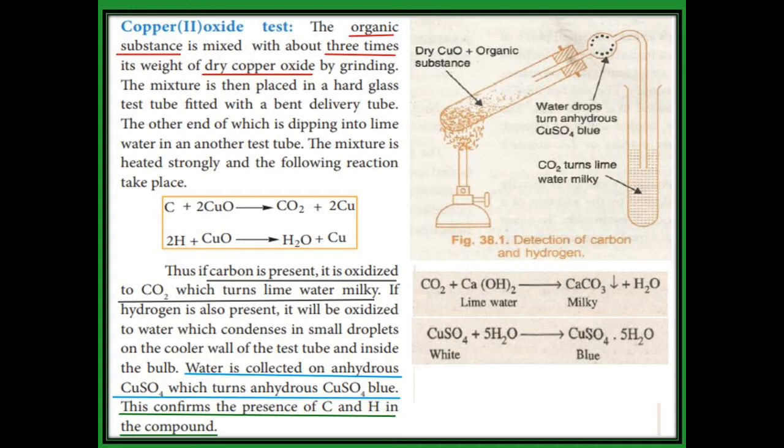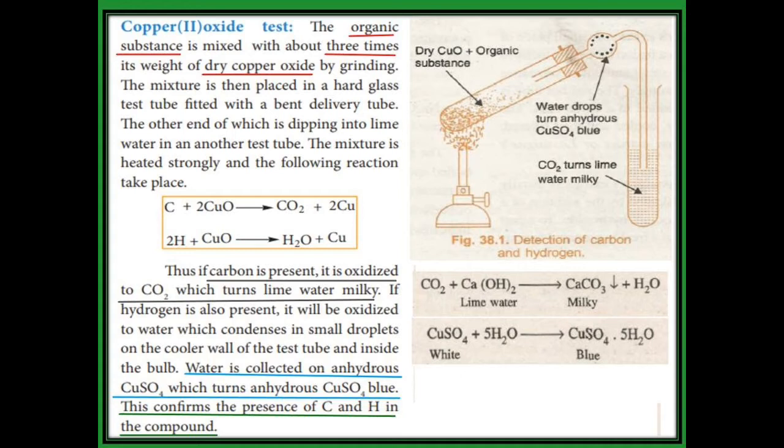So you see the reaction. In the first reaction, the organic compound primarily contains carbon, we know very well. The carbon reacts with copper oxide CuO, it is oxidized to carbon dioxide, and then we get copper. That carbon dioxide reacts with the lime water and it turns milky. Now see on the right hand side, the lime water formula is Ca(OH)2. It turns milky because it forms calcium carbonate. Another byproduct, water, will be given.